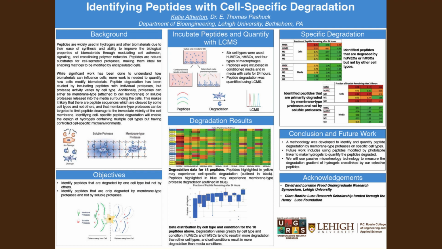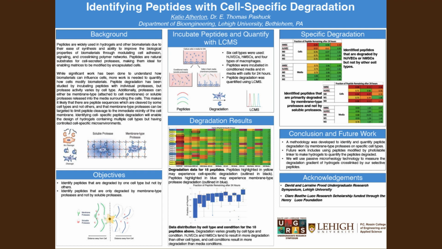But overall, we noticed that degradation varied greatly on cell type and condition. HUVECs and HMSCs tended to result in more degradation than the macrophages, and the cell condition tended to result in more degradation than the media condition. The poster goes into more detail, looking closer at the specific numbers of the peptides that were degraded by HUVECs and HMSCs, and looking at the peptides that were degraded by membrane-type proteases, but not by soluble proteases.